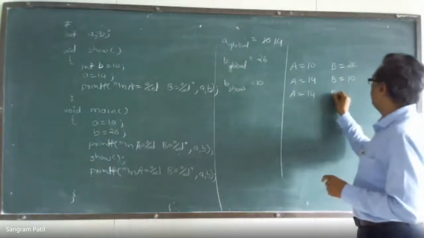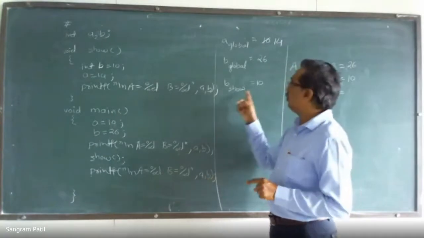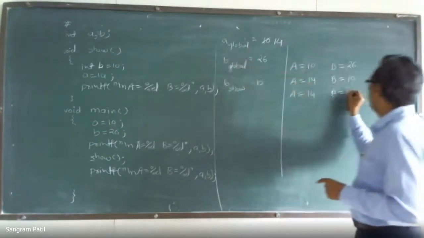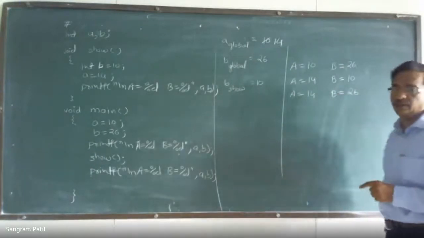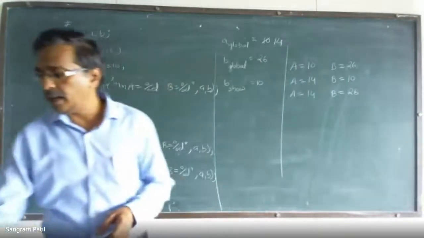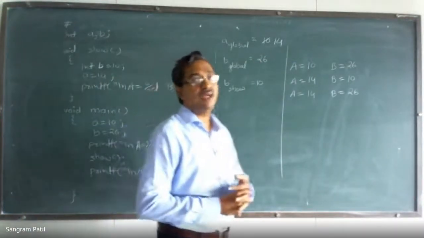And then B is equal to print value of B. B is declared for main? No. It is declared as a global? Yes. What is its value? 26. So this will print 26. So the same variable we can declare as a local variable and the same variable we can declare as a global variable.